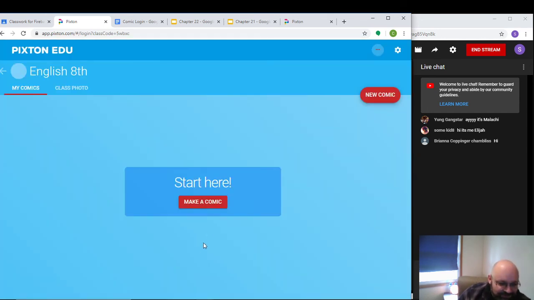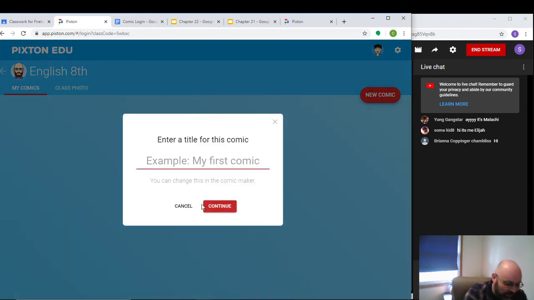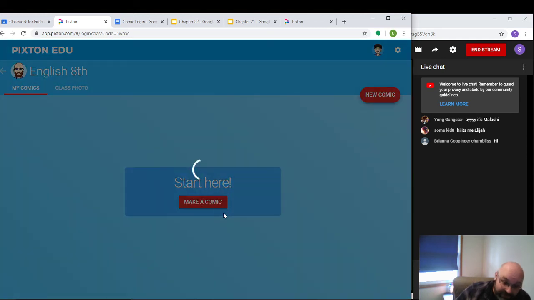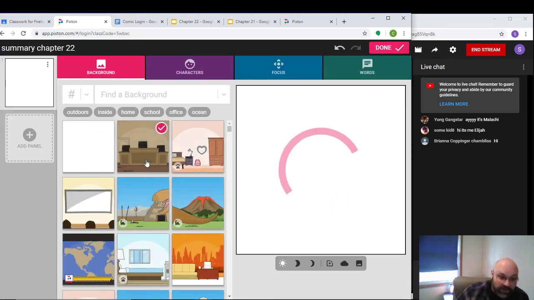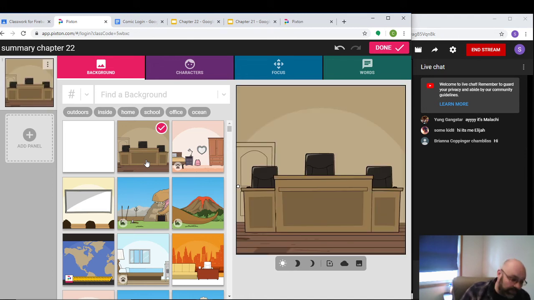But once you've created your avatar, what you're going to do is write summary, chapter, and then either 21 or 22. I think 22 is probably the shorter one. So that's the one that I would suggest you guys do. But if you think chapter 21, for whatever reason, will be easier or is a better representation of your abilities, of course, feel free to use that.